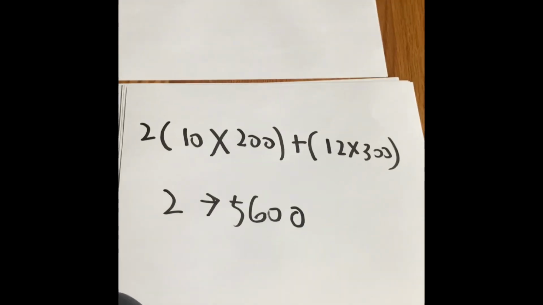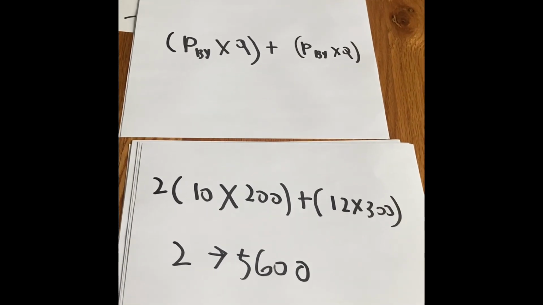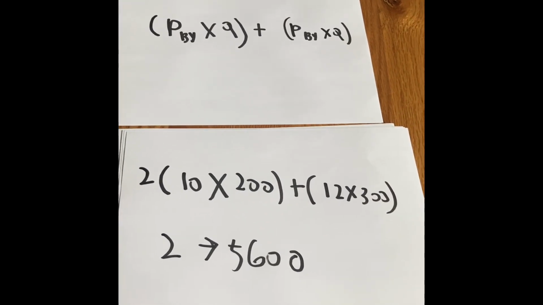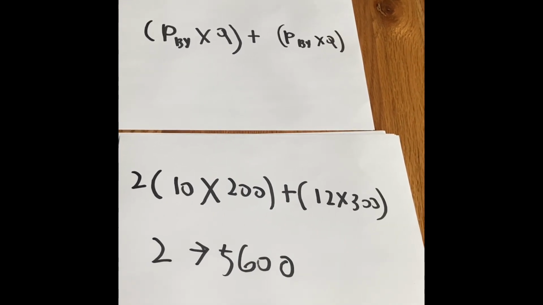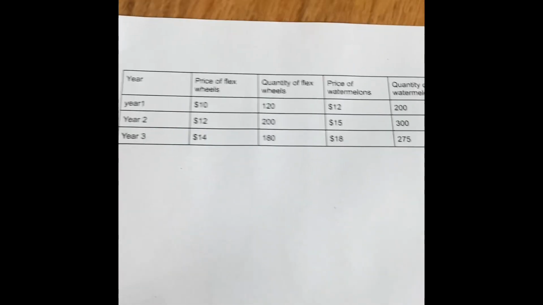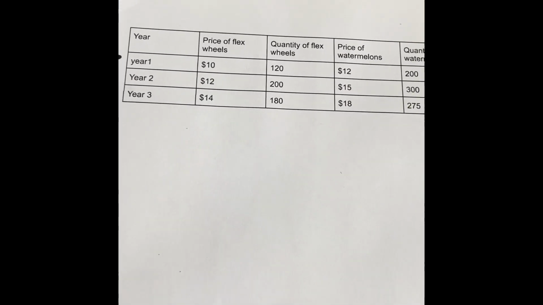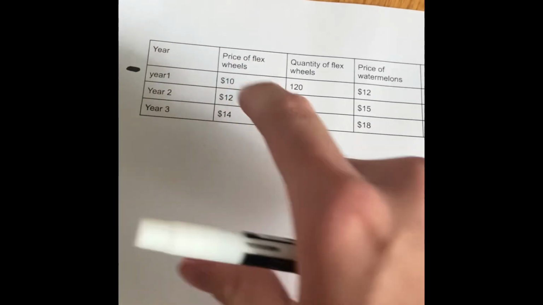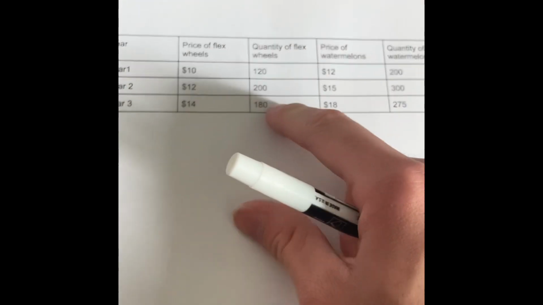So this is a different answer for question number 2 from nominal GDP. This one only talks about how America, or how the country, is doing in terms of production. So this calculates production, not prices. And for number 3, we do the same thing as number 2, but focus on year 3. We are going to do, for number 3, 10 times 180. So the year 1 price is the base year, and 180 is the quantity of flex wheels for year 3, to compare it.